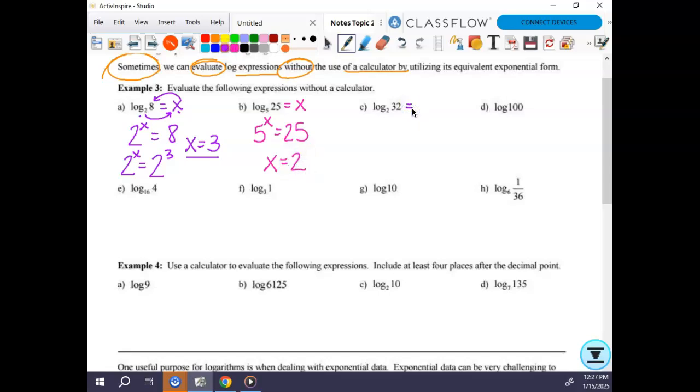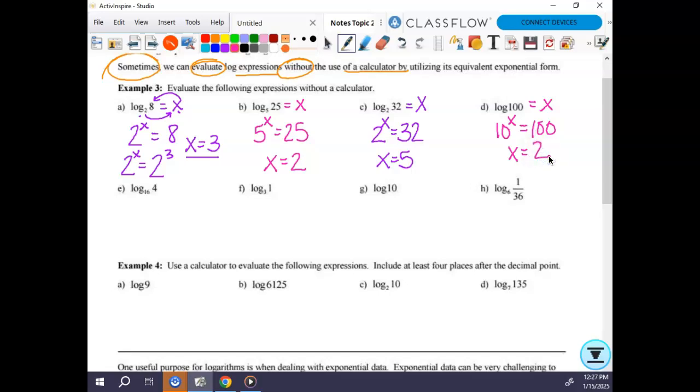Let's set this equal to x. So now I rewrite this as 2 to the x power equals 32. So 2 to what power gives me 32? 5. So x equals 5. Set this equal to x. What's the base here? 10. So 10 to the x power equals 100. So what does x equal? 2. Good.